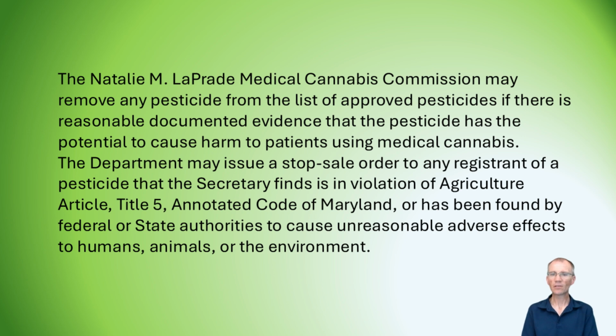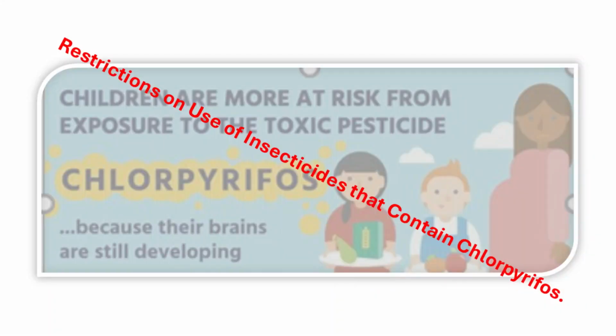The department may issue a stop sale order to any registrant of a pesticide that the Secretary finds is in violation of Agriculture Article Title V, Annotated Code of Maryland, or has been found by federal or state authorities to cause unreasonable adverse effects to humans, animals, or the environment. Restrictions on use of insecticides that contain chlorpyrifos.